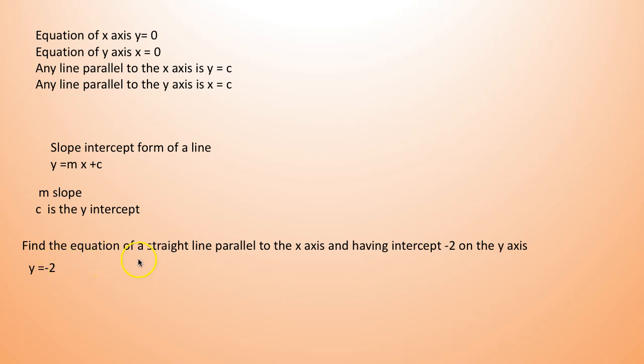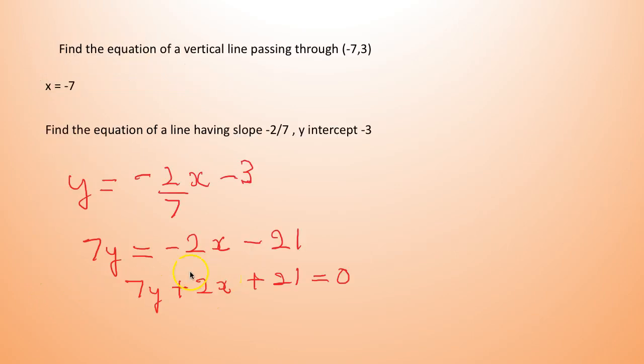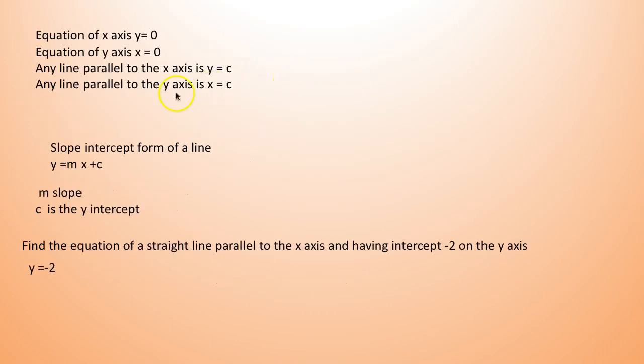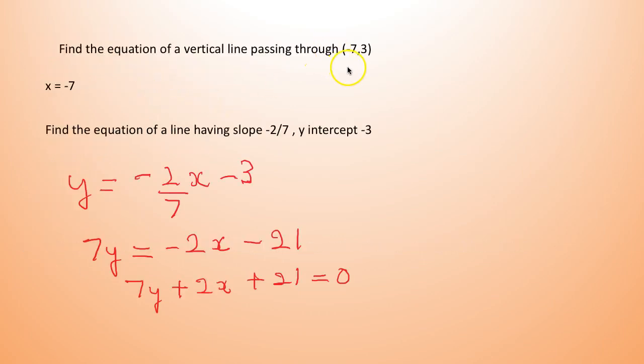Coming to a question, find the equation of a straight line parallel to the x-axis and having intercept minus 2 on the y-axis. Parallel to the x-axis, so the equation is y equal to c, it has intercept minus 2, so equation of the line would be y equal to minus 2. Find the equation of a vertical line passing through (minus 7, 3). Vertical line is parallel to the y-axis. So any line parallel to the y-axis has equation x equal to c. This line has x coordinate minus 7, so equation of the line is x equal to minus 7.